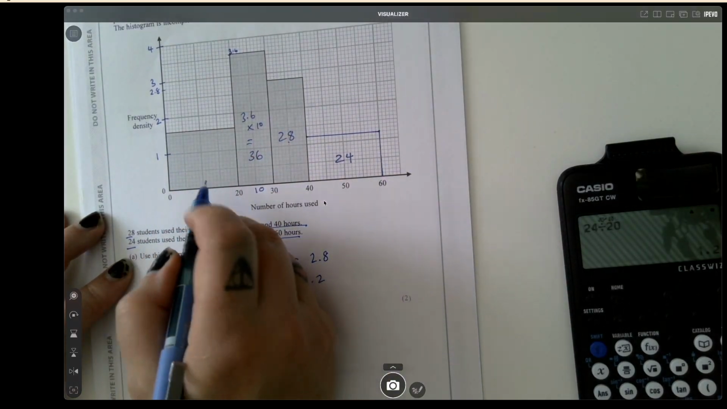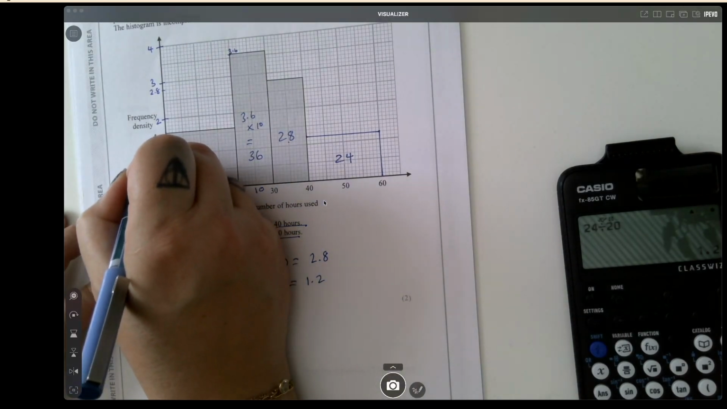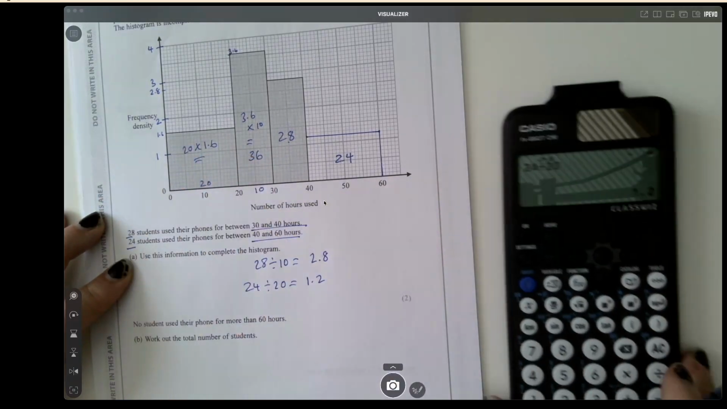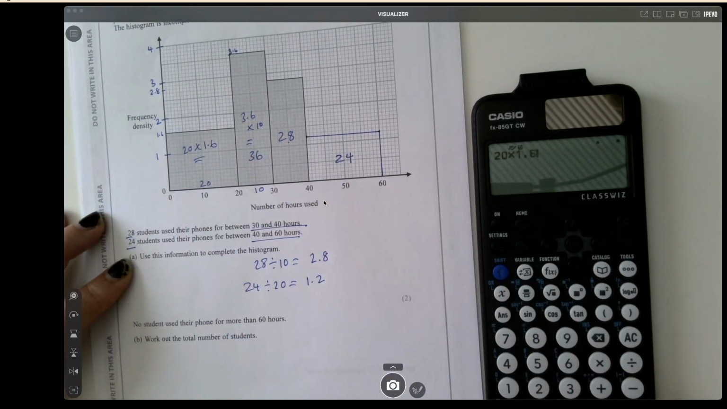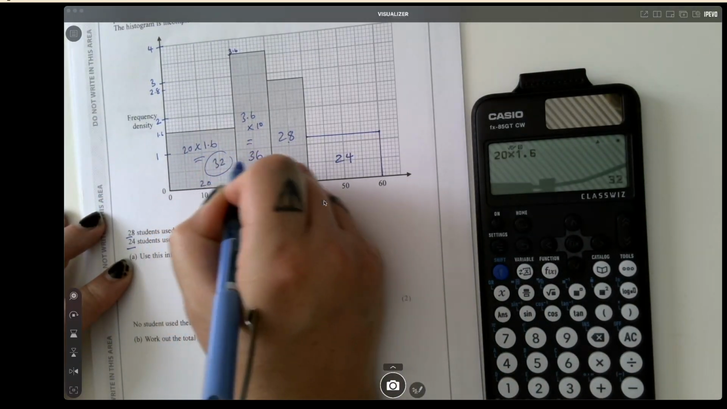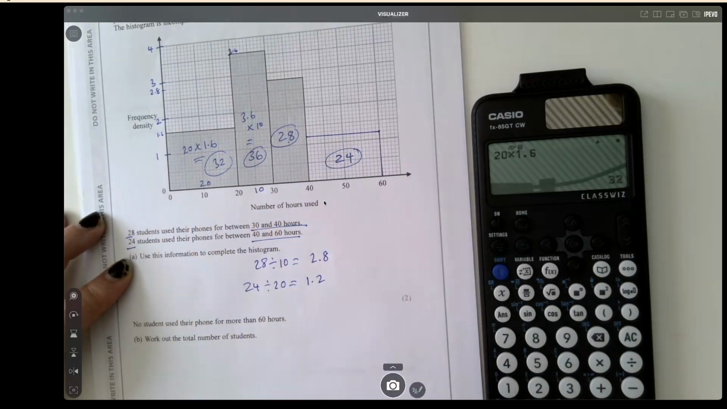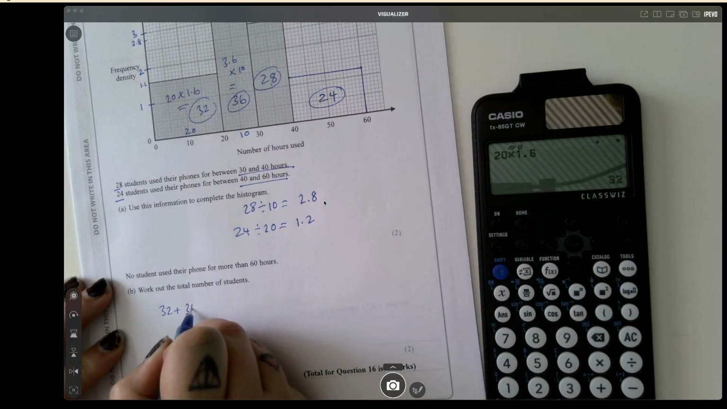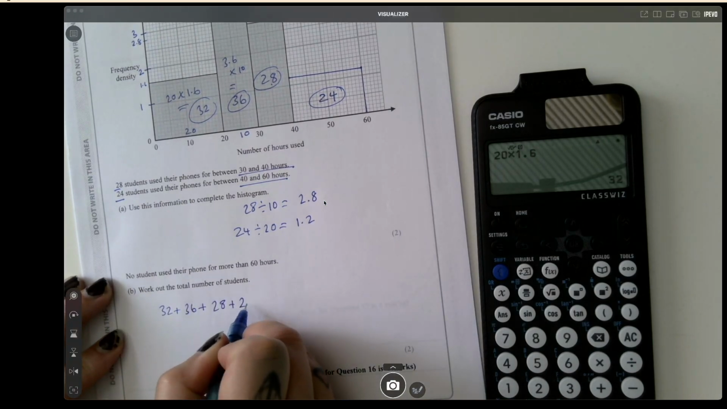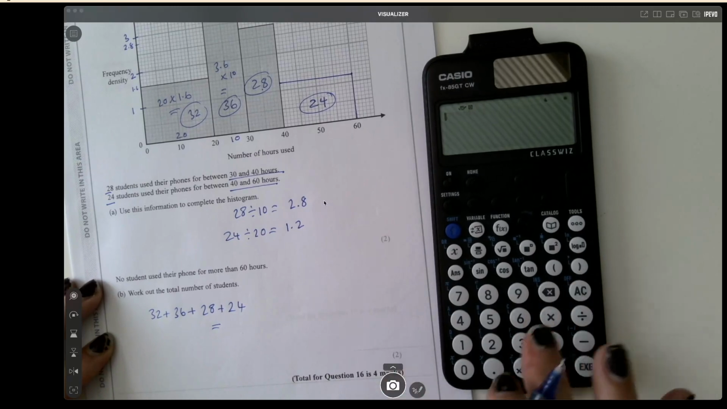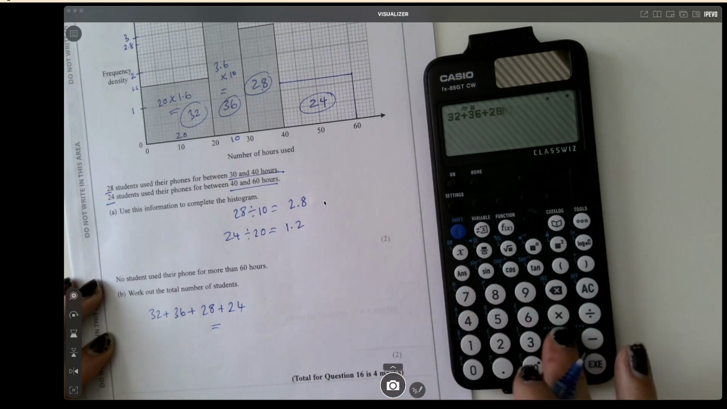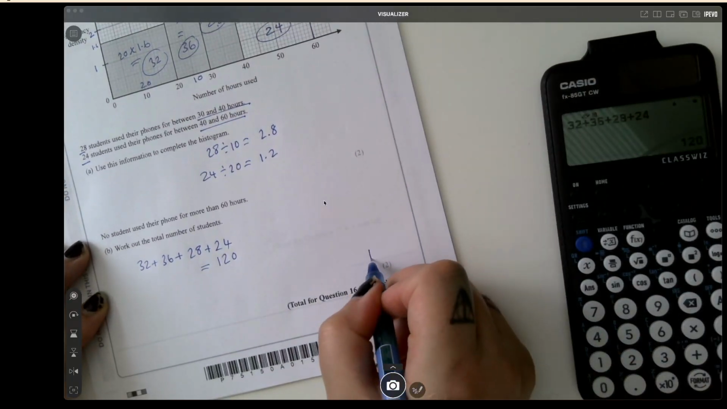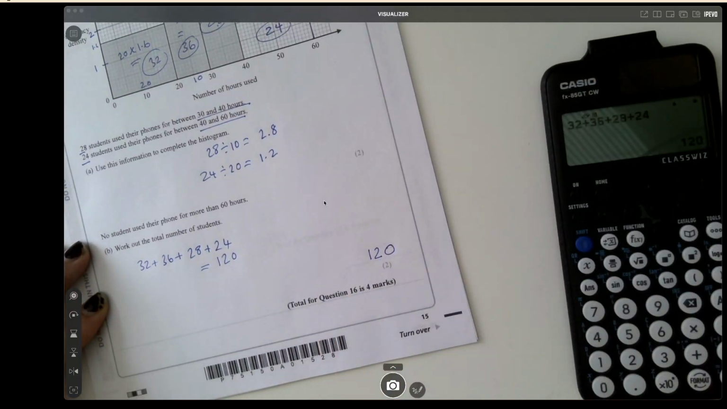And then across here is 20 and then up to 1.6. So 20 times 1.6 is 32. So that's how many people the bars represent. So let's add those together. So 32 plus 36 plus 28 plus 24. 120 people in total.